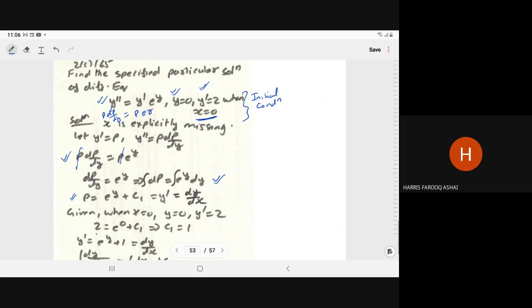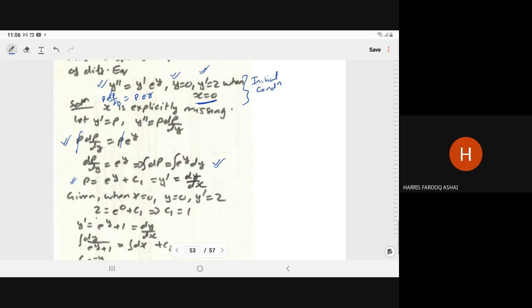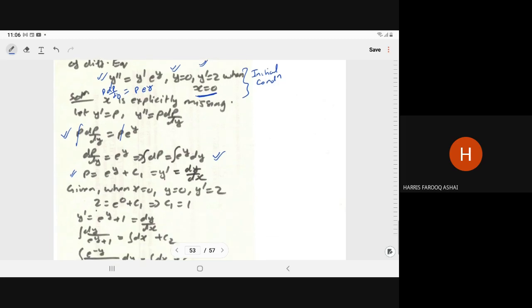We know that p is y dash, and y dash is dy by dx. So we have dy by dx is equal to e to power y plus c1. The initial condition is given to you when x is equal to 0. At that time, y dash is 2 and y is 0. So 2 is equal to e to power 0 plus c1. This will give you 1, so c1 will be 2 minus 1, that is 1.